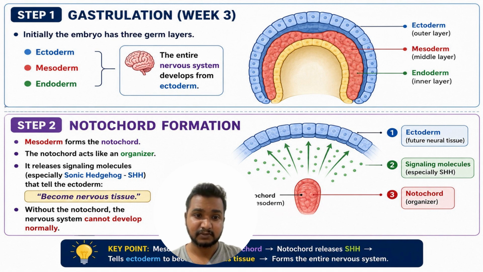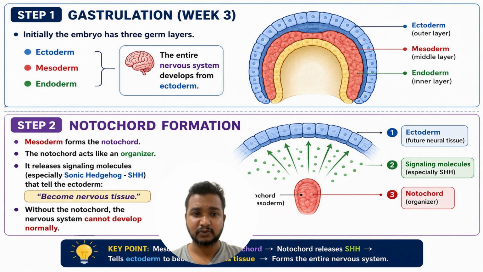Initially, the embryo consists of only 2 layers, known as the bilaminar embryonic disc. During gastrulation, a 3rd layer forms, converting it into the trilaminar embryonic disc. These 3 germ layers are ectoderm, the outer layer, mesoderm, the middle layer, endoderm, the inner layer. Remember this point because it is asked frequently in examinations. The entire nervous system develops from the ectoderm. I repeat, the brain, spinal cord, and peripheral nervous system all originate from the ectoderm.